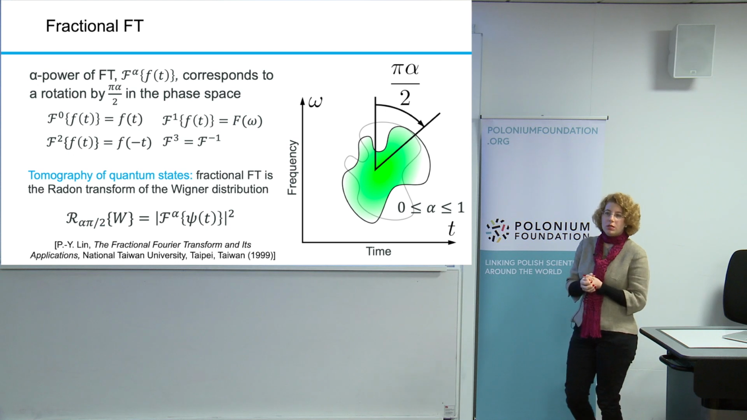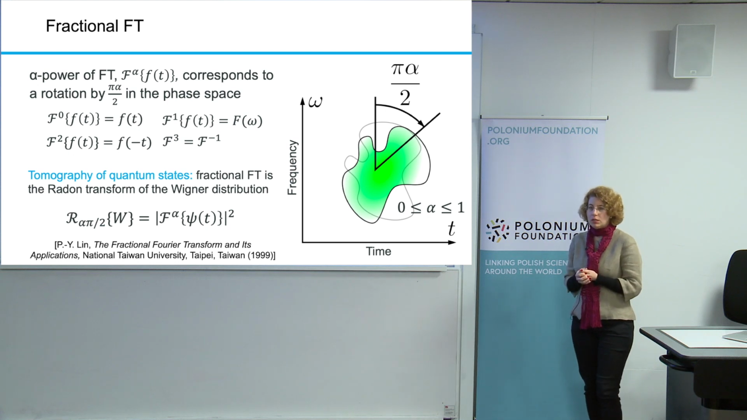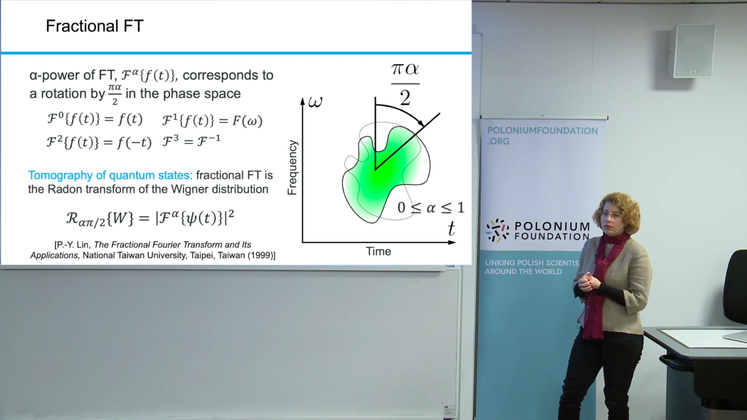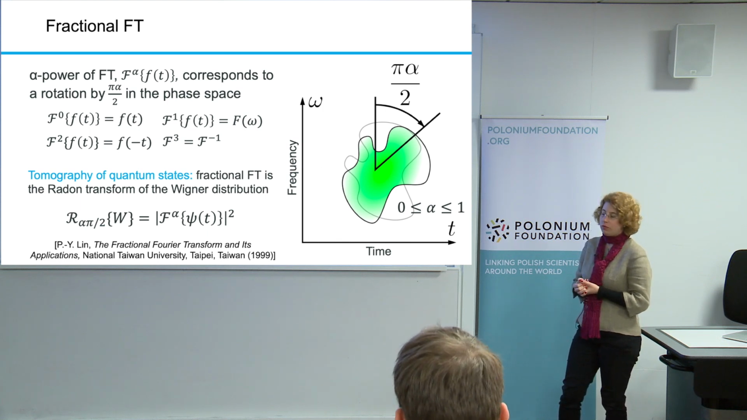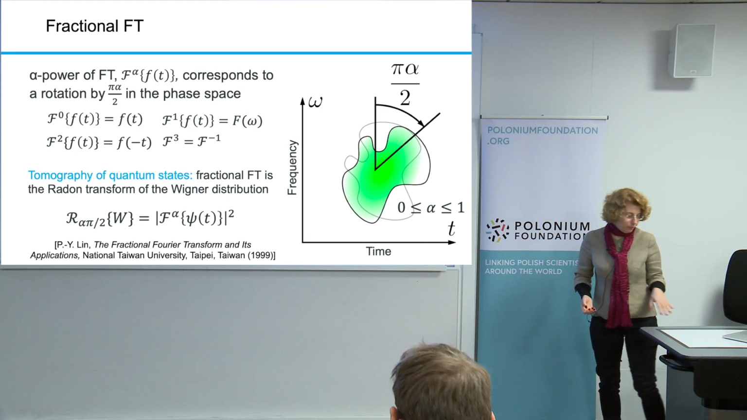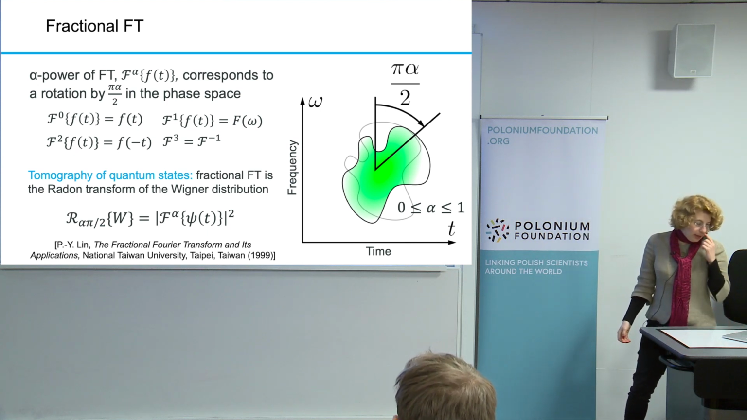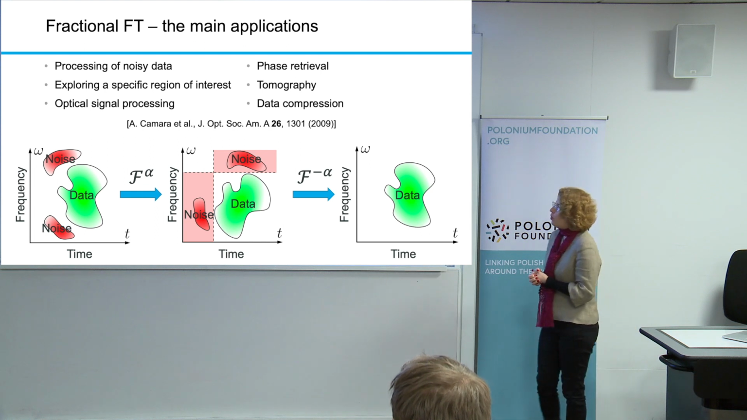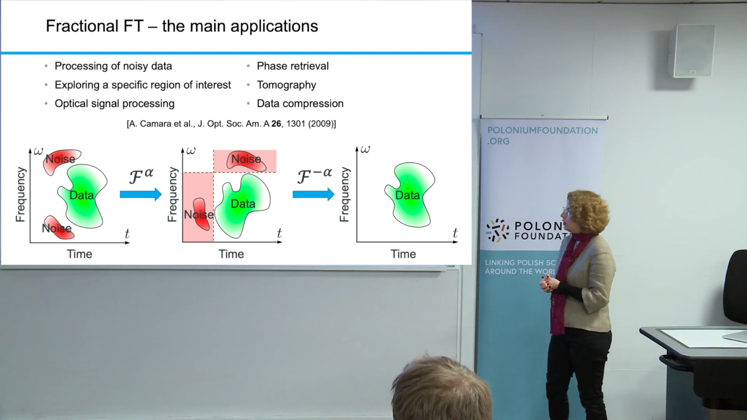For those who are specializing in quantum physics, you probably use this transform a lot when you perform tomography of quantum states. This is where, when you reconstruct quasi-probability distributions like the Wigner function, you employ the fractional Fourier transform. Okay, this will explain why we would actually like to have it.